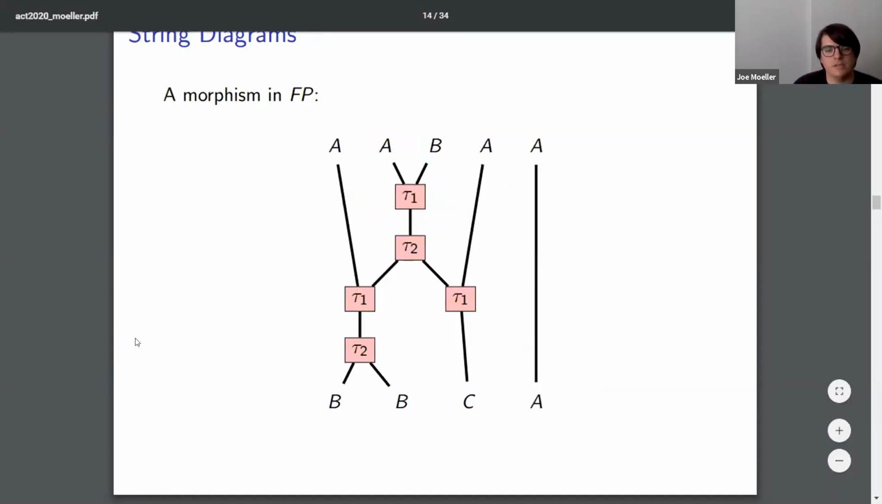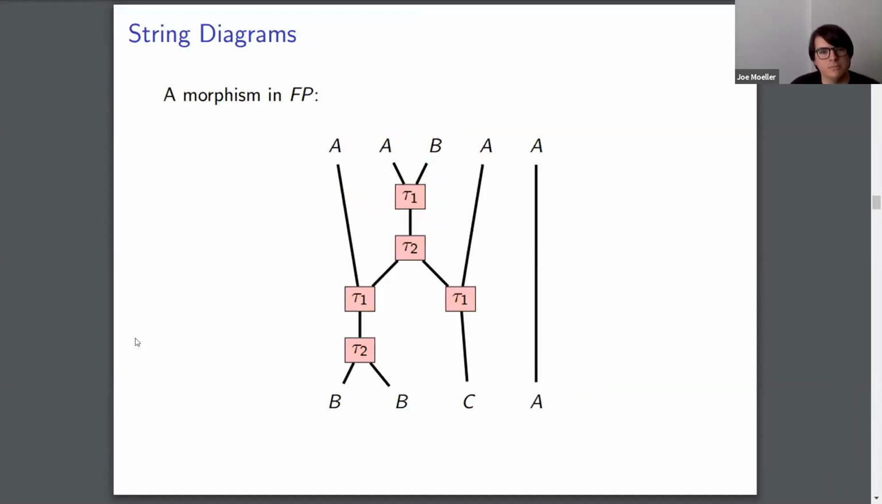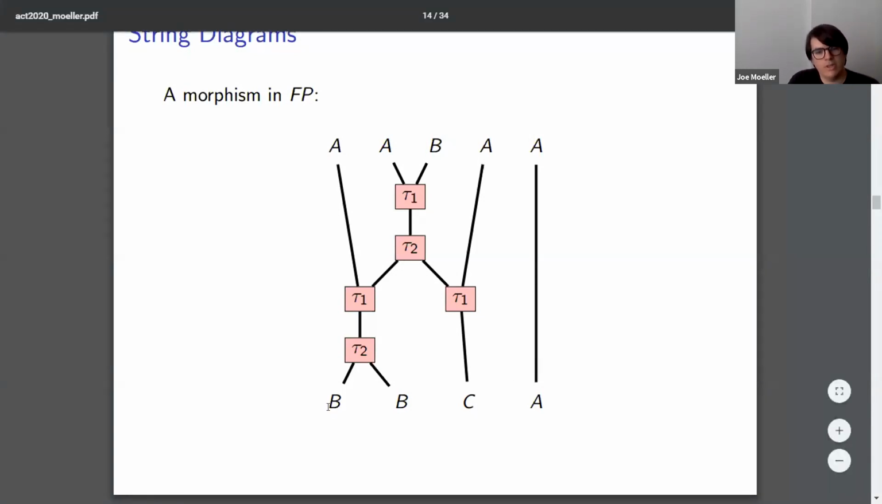So for instance, here's one particular morphism in FP represented in these string diagrams. I'm reading from top to bottom. This is saying I have 4 tokens in A and 1 token in B, and here's a particular way that I can turn that into 2 Bs, a C, and an A. I built it up completely from sticking together these basic building blocks.